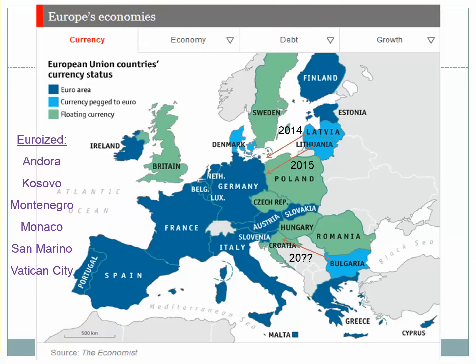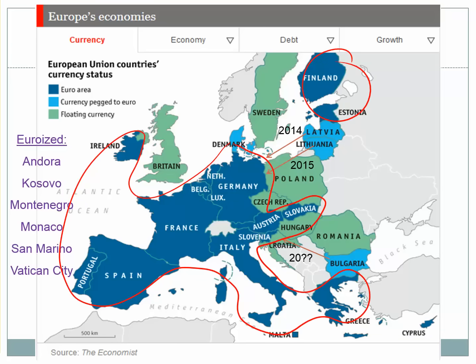And if you want to look at a map of the eurozone, you've got the dark blue. Those are the countries that use the euro. You've got your floating currencies: Poland, Czech, Romania, Hungary, Croatia, British, Sweden. You've got Switzerland in here, which was pegged to the euro, but they've recently revalued their currency. So it gives you an idea who's in and who's out of the currency union.